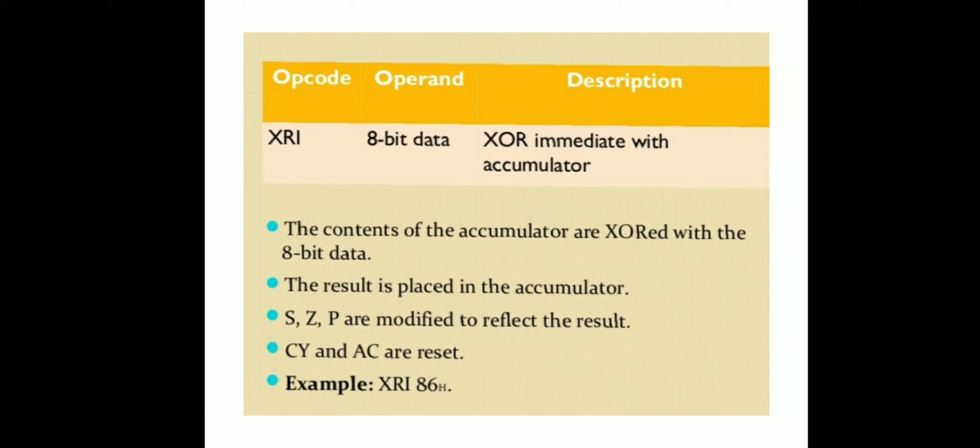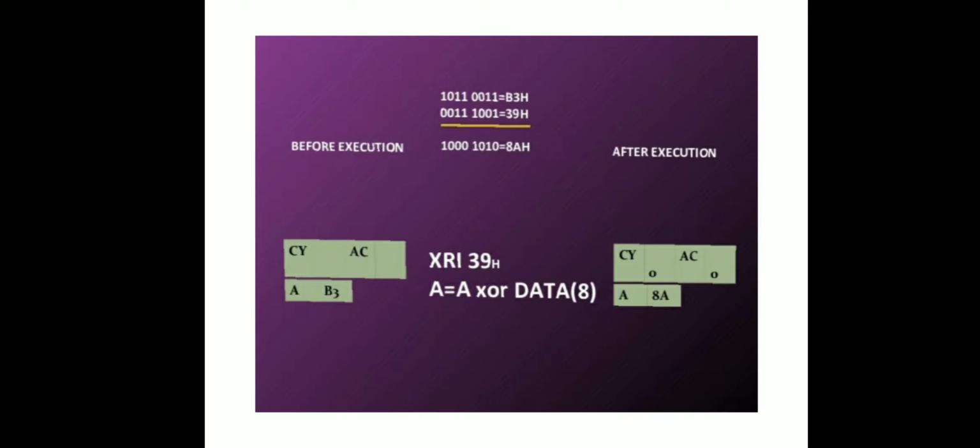After execution of this instruction, the content of the accumulator is XORed with the 8-bit data, and the result is stored in the accumulator. For example, XOR with 39 data. After execution of this instruction, the result is stored in the accumulator, and both the carry flag and auxiliary carry are reset.